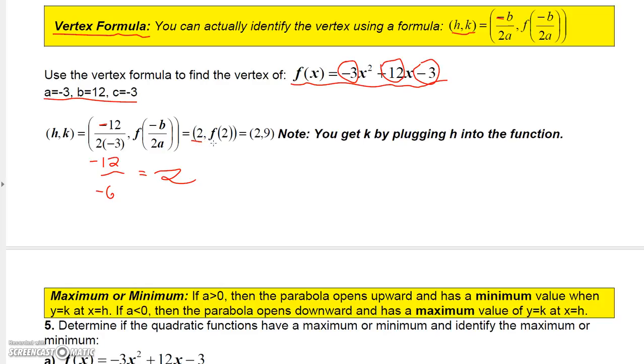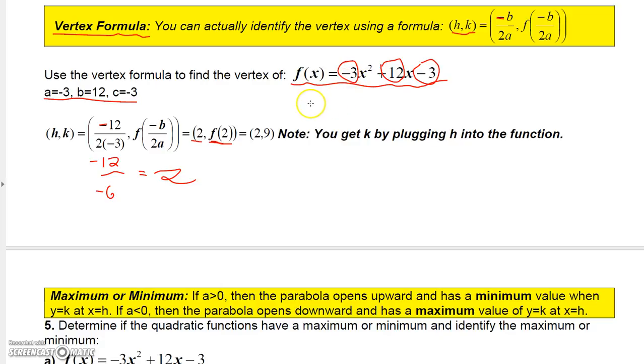Now, to get the y value, I need to take the function and evaluate it at that number 2. And that makes sense, because if I know the x value on a graph is 2, then to get the y value, I just evaluate the function at that value. And so you could do that up here.